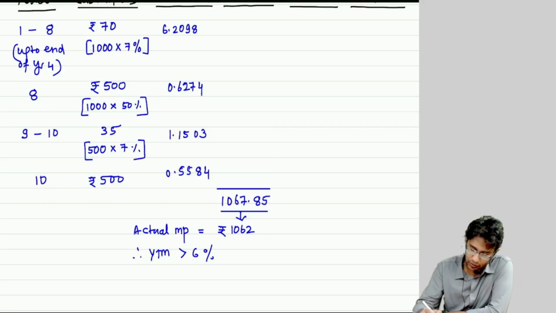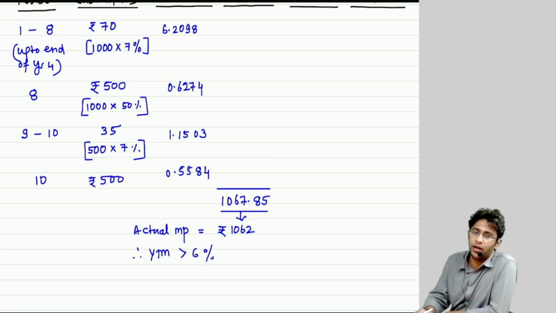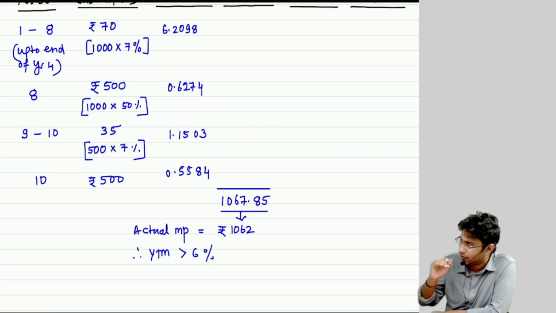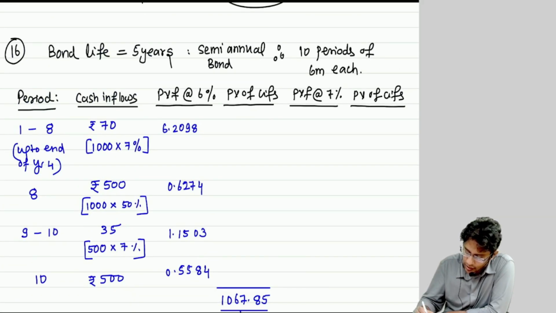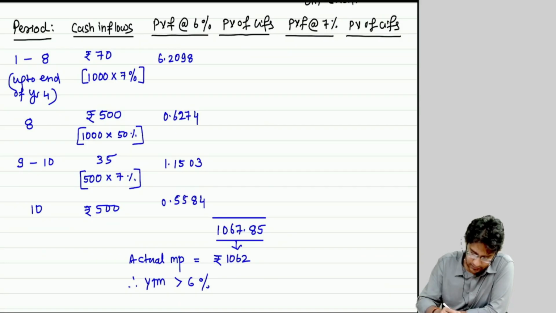Because if you work out the NPV now, the PV of cash inflow against the PV of cash outflow, NPV is positive. If NPV is positive, what does it indicate? Your IRR is more than your discounting rate. So you have to try something more than 6%. You can do 6.5% actually. There is no need to go up to 7%. You can try 6.5 for a more accurate answer.